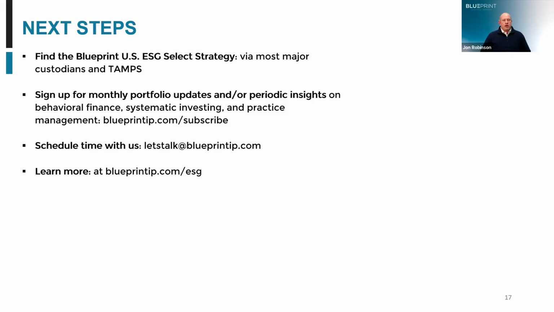So when we talk about next steps, you might be thinking as an investor, well, where is the Blueprint USG ESG Select strategy available? Well, it's available at most major custodians and TAMPs. That's Envestnet, that's Schwab, that's Fidelity, that's TD, and others. I don't think you'll have trouble finding it, and please ask us if you want a more precise answer to that question given your specific situation.